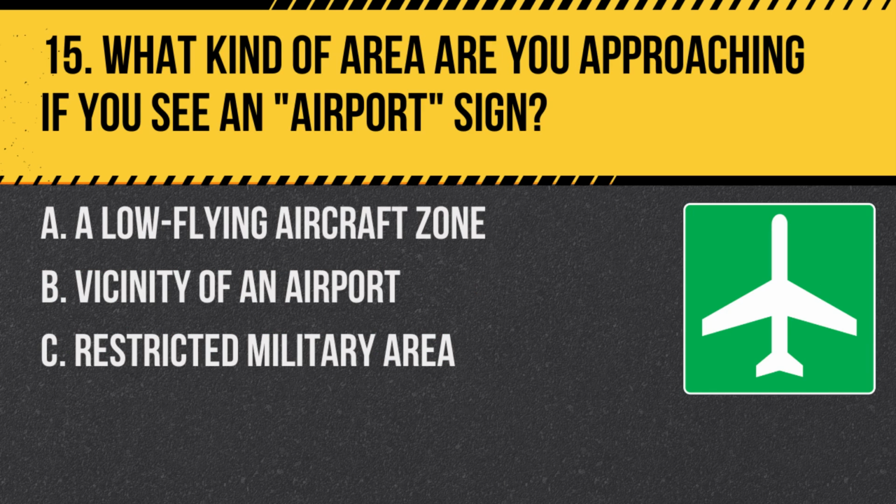Question 15. What kind of area are you approaching if you see an airport sign? A. A low-flying aircraft zone. B. Vicinity of an airport. C. Restricted military area. Answer. B. Vicinity of an airport. An airport sign indicates that you are approaching an airport, and drivers should be aware of possible related traffic and signs for terminals or parking.